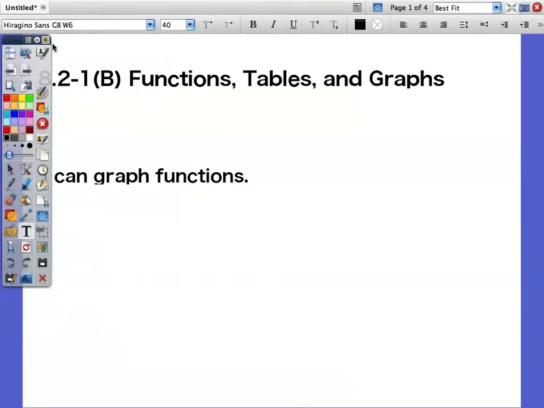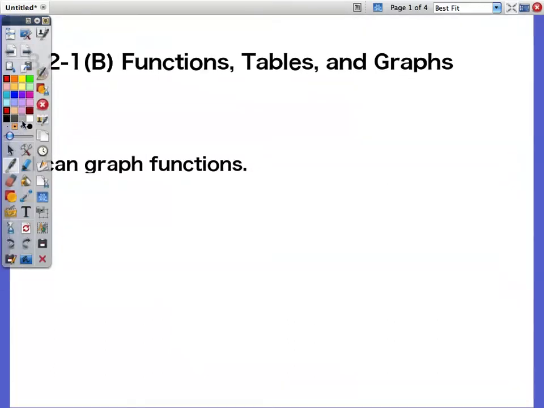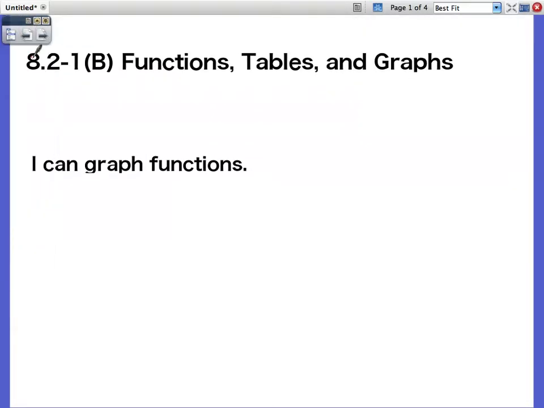So I've been waiting to teach this lesson all year. It's one of my favorites, and it's the second lesson, last one, for functions, tables, and graphs. And the I can statement is I can graph functions, and this is the fun part. If you haven't liked math in the past, or if you've loved math in the past, I've found that graphing functions is something that everybody tends to enjoy, if you get into it, if you let yourself enjoy it.